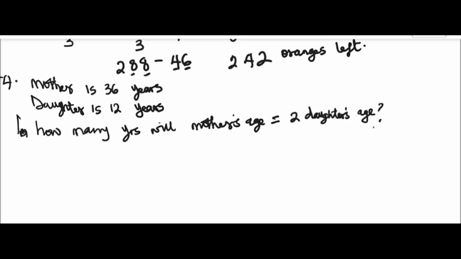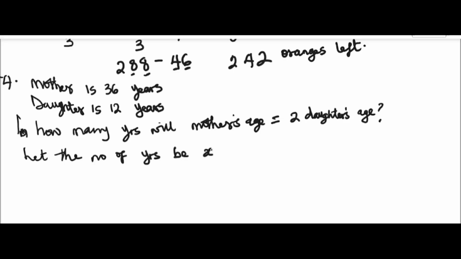Okay, now let the number of years be x. We don't know, right? If we know, we won't be here asking in how many years. So since we don't know, we say let the number of years be x. You can call it anything. You can call it y, you can call it k, you can call it any letter of the alphabet, all right? Because it is not known.